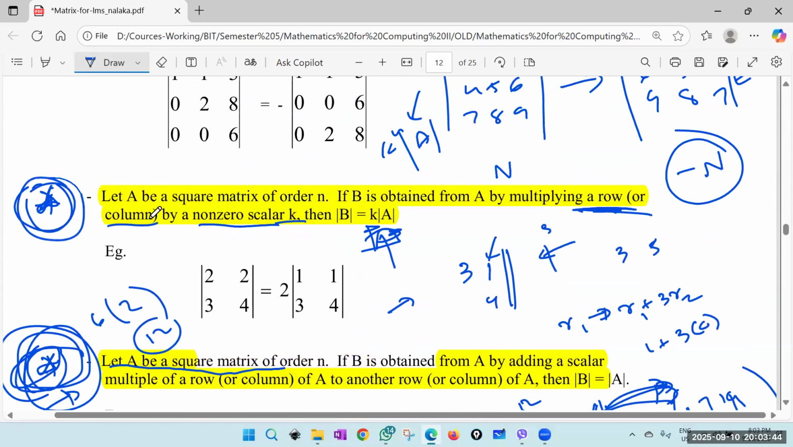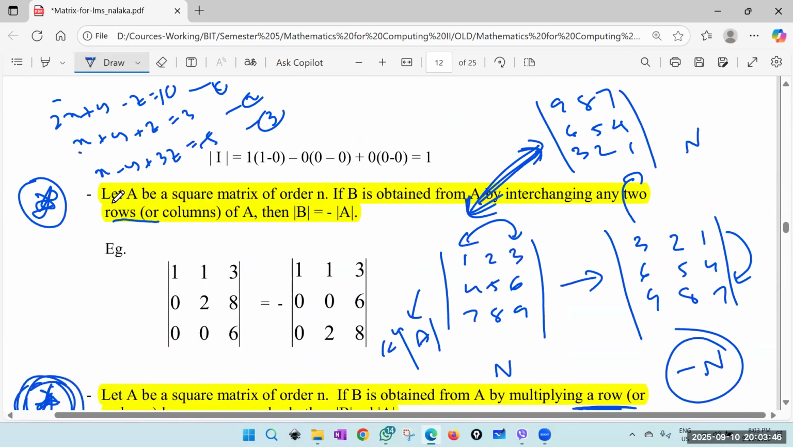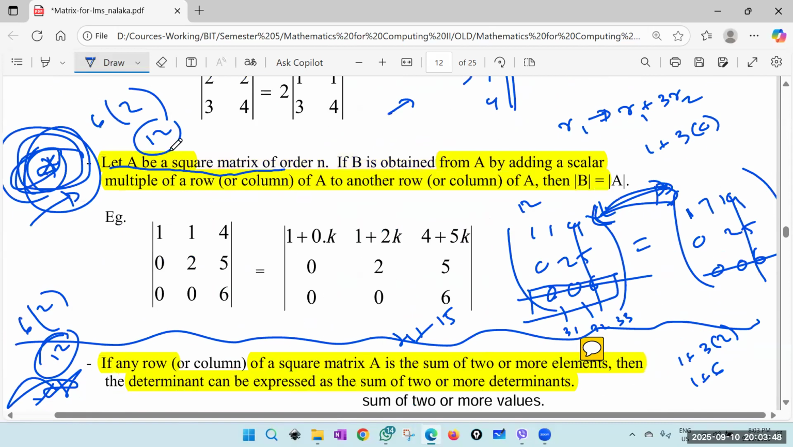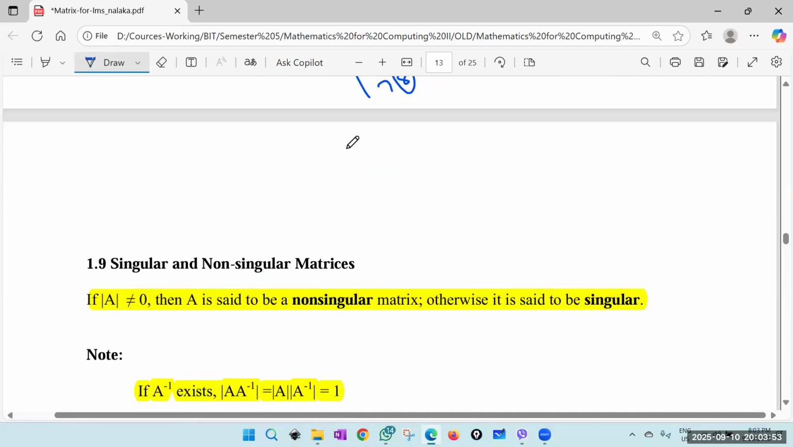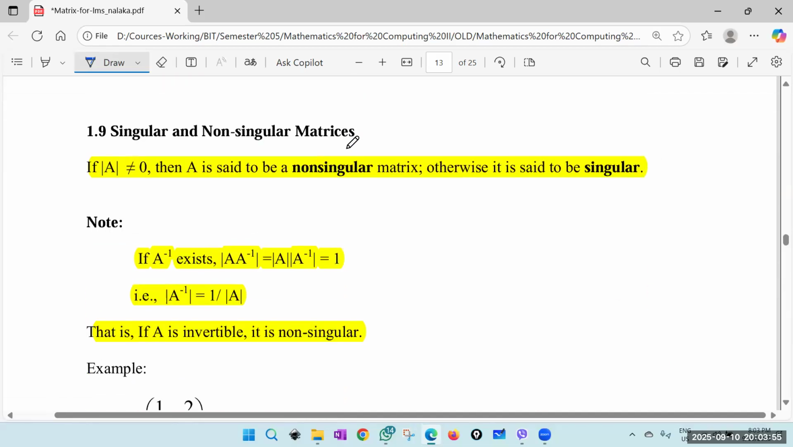So these properties are super important. This one I told. The last one is not much needed, but anyway, that is also good to know. Right? Any questions?